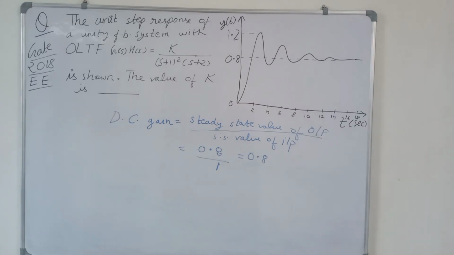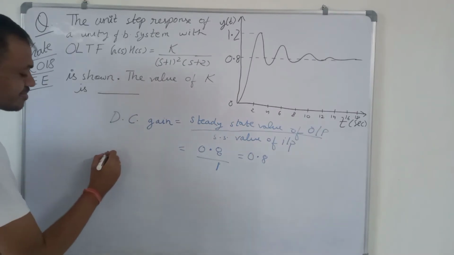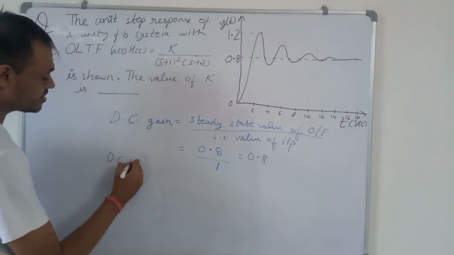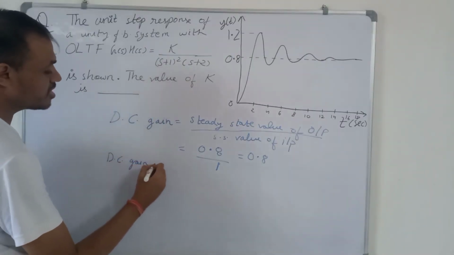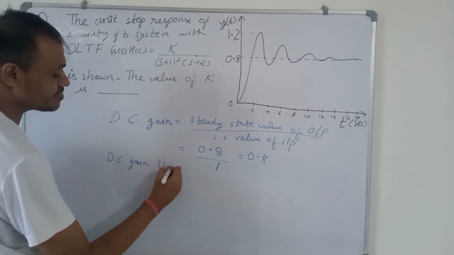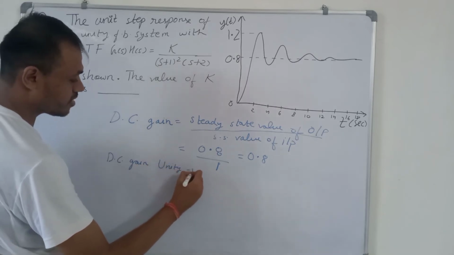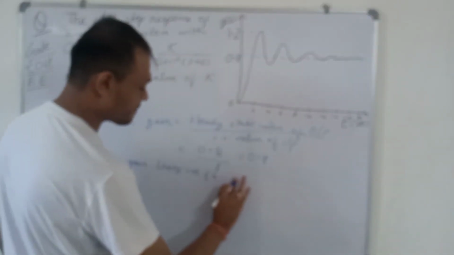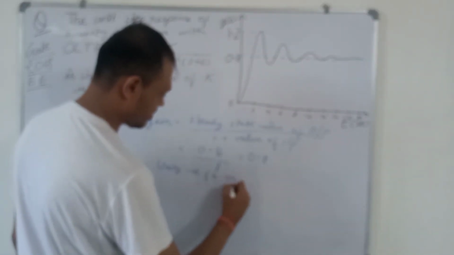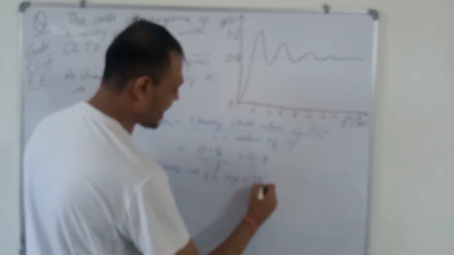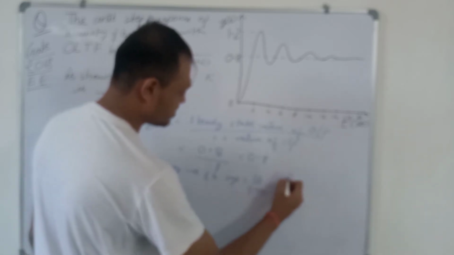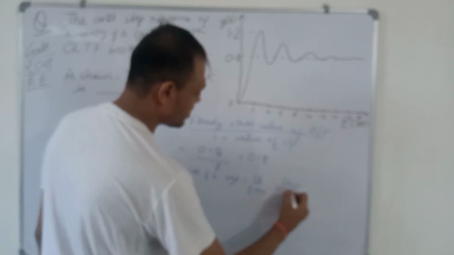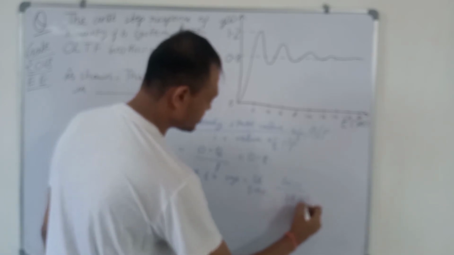DC gain is 0.8. Now the DC gain of a unity negative feedback system is given by limit s tends to 0 of G(s) upon 1 plus G(s).